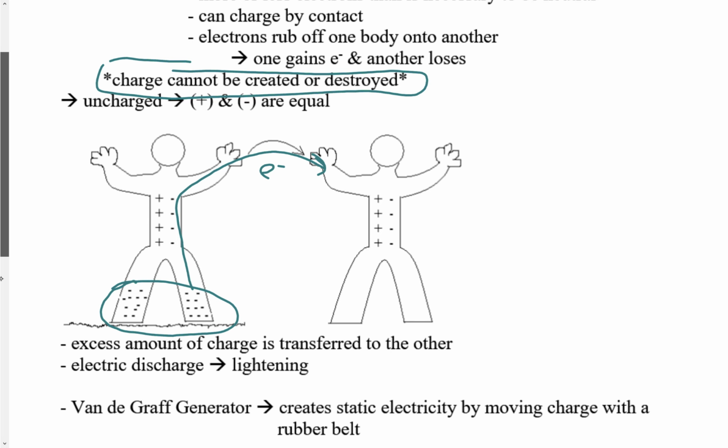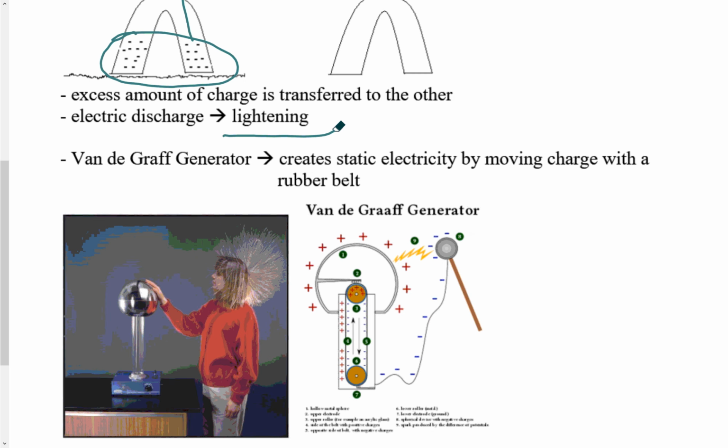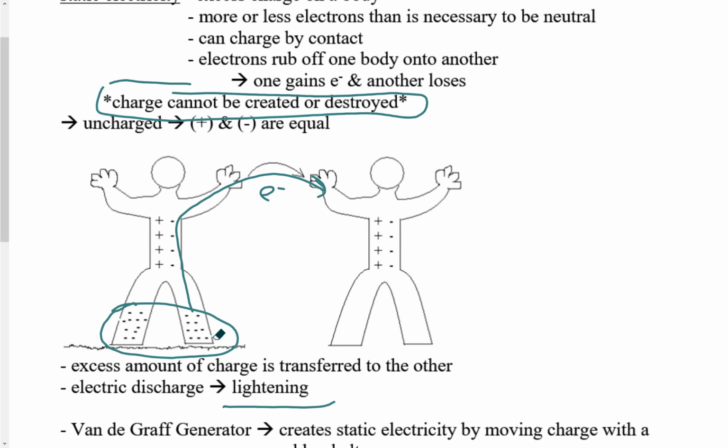A couple of places where you'll see this used: lightning is a good example when we refer to this separation of charge. And somebody has always asked before, well, where does the buildup of charge come from? There has to be a rubbing.